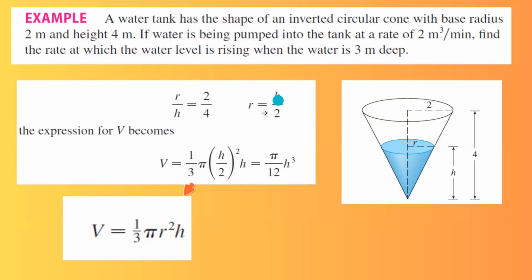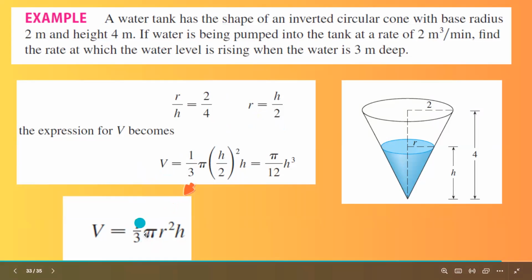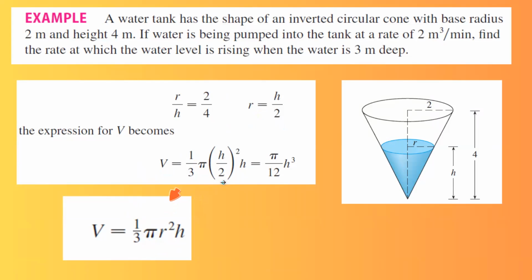Why do we do that? Because we want to get rid of one of the variables so we can take the derivative of our volume. The volume formula is a third pi r squared h. So a third pi, r is now replaced by h divided by 2, from the ratio that we got, to the second power, times h. After simplification, volume based on height is pi over 12 h cubed.